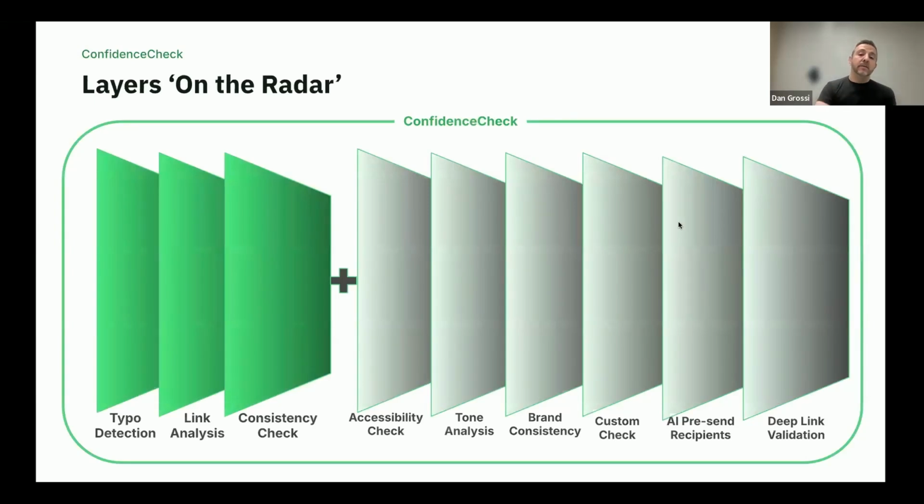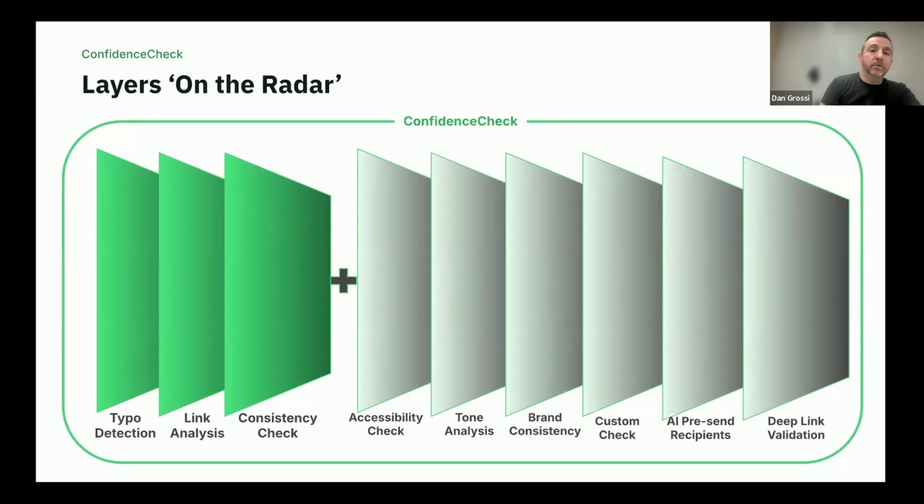Now, having said that, these are the three things that we have today, but there are many things on the radar as additional checks that we can continue to build on top of our ConfidenceCheck platform. And those are the things that we've noted here off to the right in the gray. We're going to spin up a poll because we'd love to get some feedback and hear from you. What would you like to see next in ConfidenceCheck? What's a priority for you? What would really move the needle?